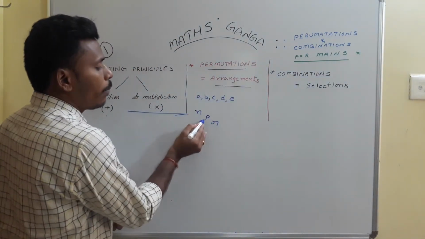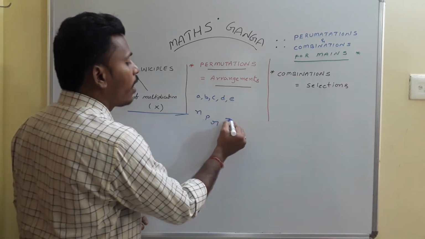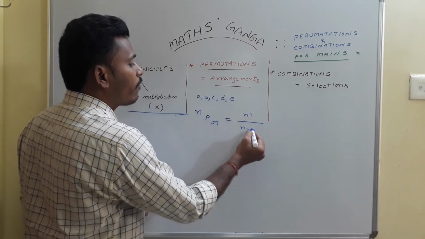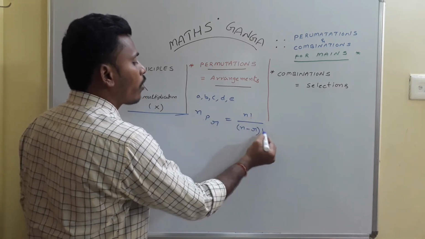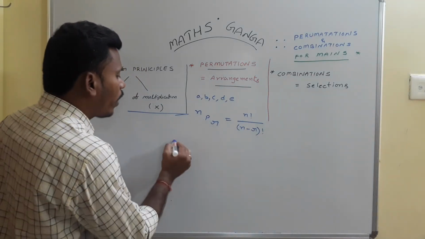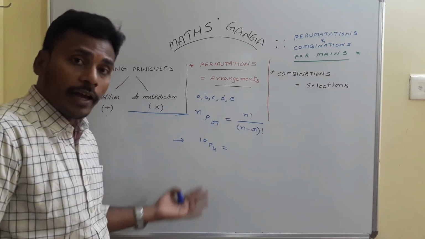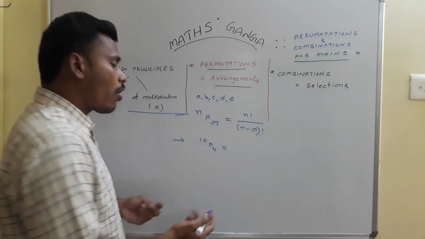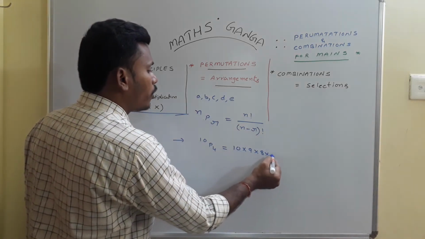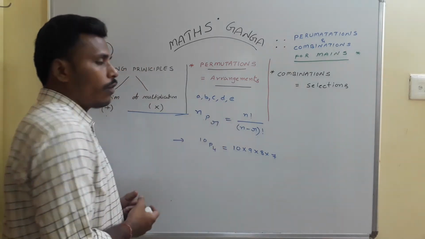What is nPr? Permutations of r objects out of n, or arrangements of r objects out of n, which is calculated and formulated as n factorial by (n minus r) factorial. nPr is n factorial by (n minus r) factorial. For example, 10P4 is 10 factorial by (10 minus 4) factorial, or directly you write just 4 terms starting from 10: 10 into 9 into 8 into 7, which directly gives us the value of 10P4, or you may use that formula also.